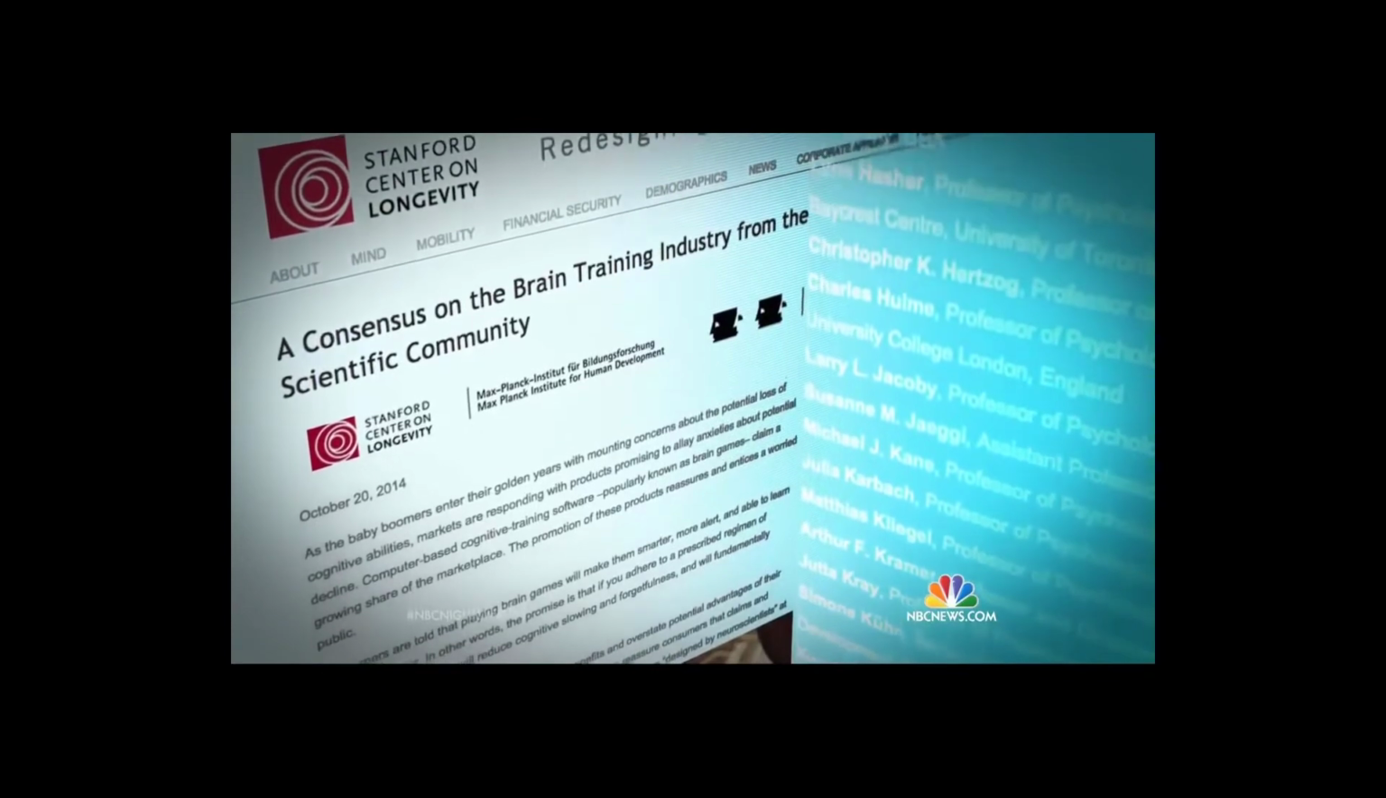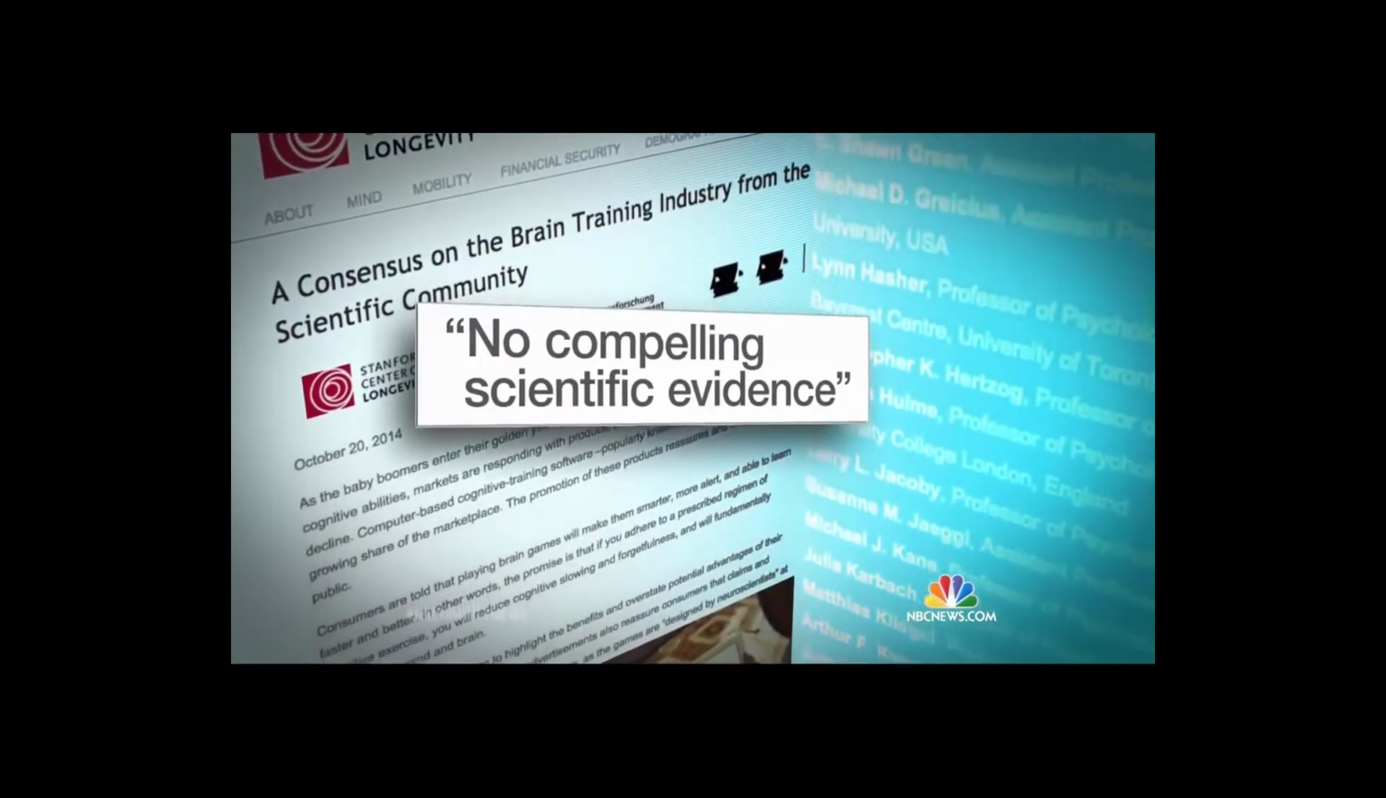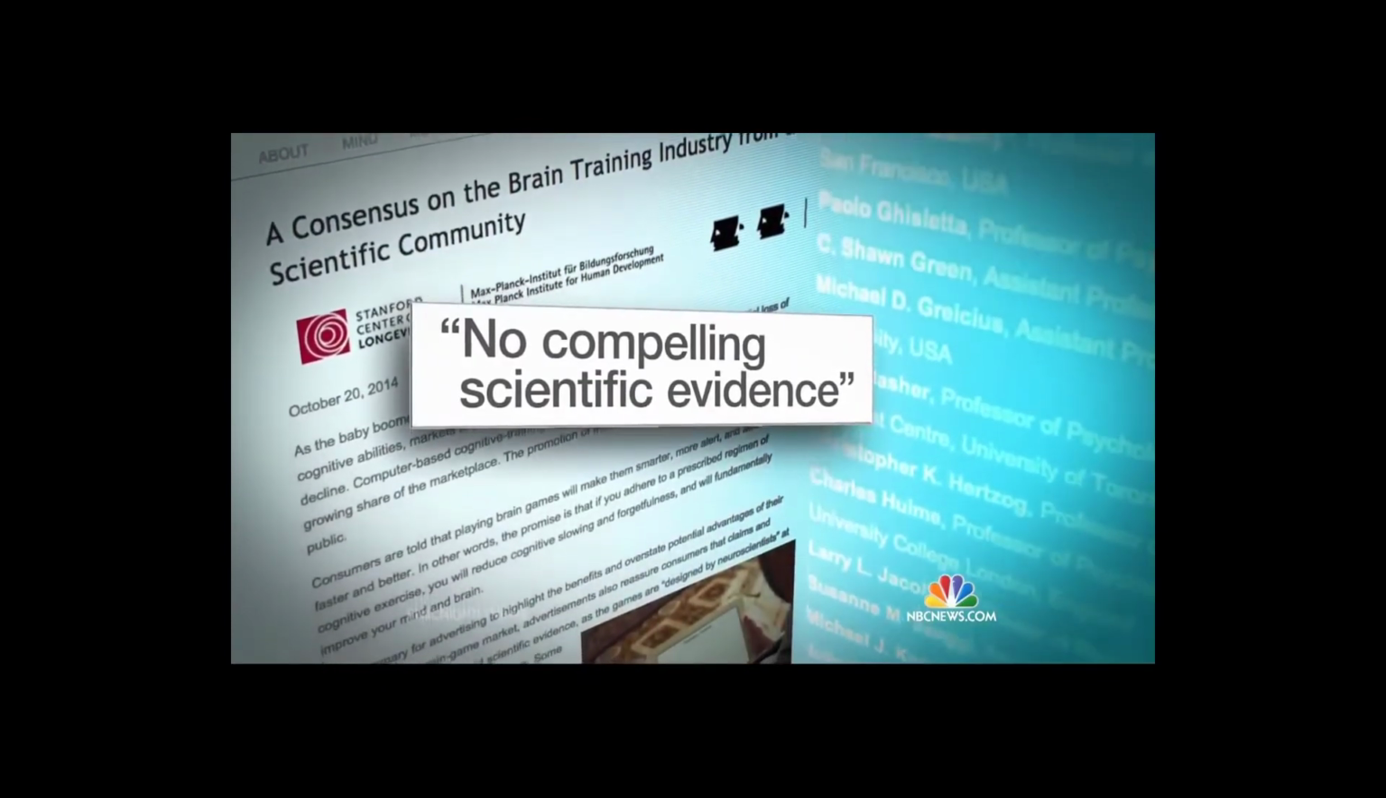That was also the conclusion of more than 70 prominent researchers who in 2014 issued a statement that there is no compelling scientific evidence that brain games can reduce cognitive decline. I always tell patients to save the $300, and spend an hour or 2 hours playing Legos with their grandkids, which is much more realistic and I think meaningful cognitive exercise.